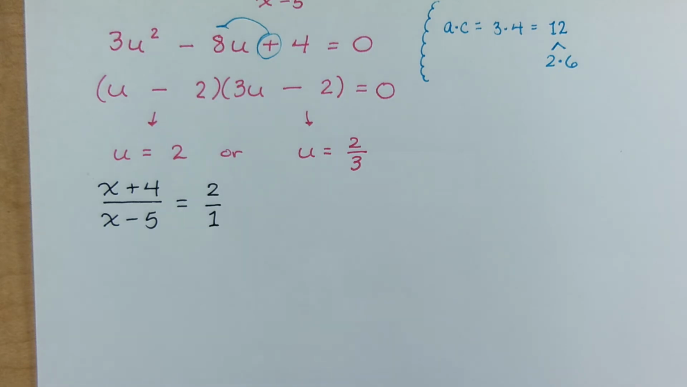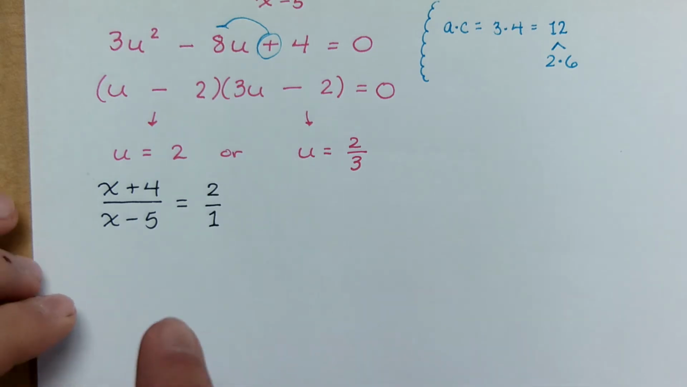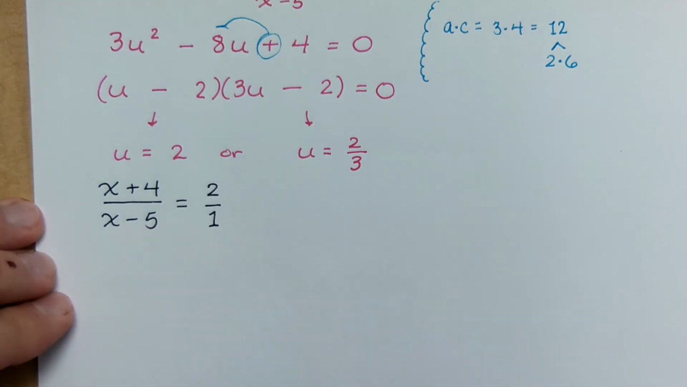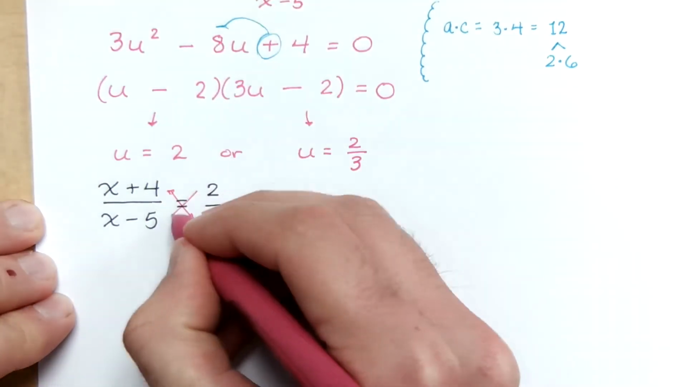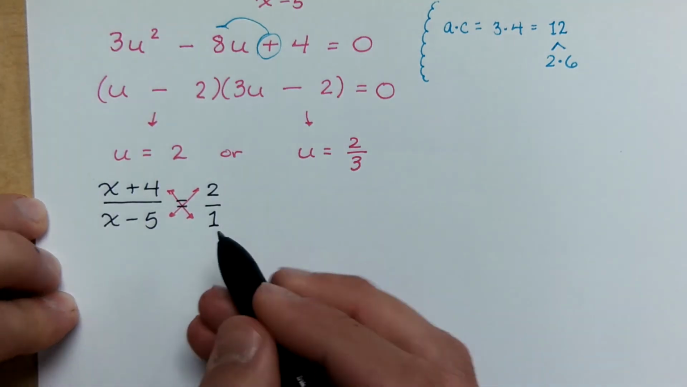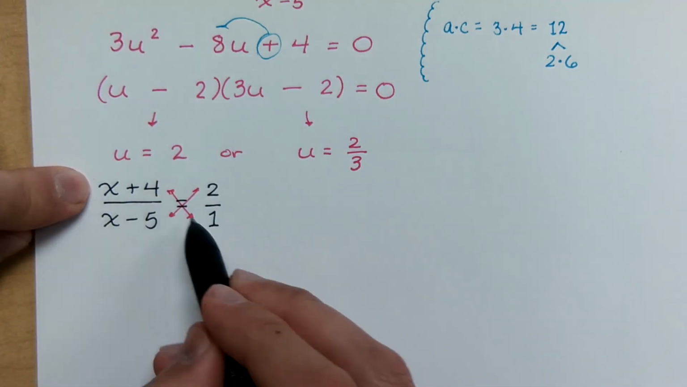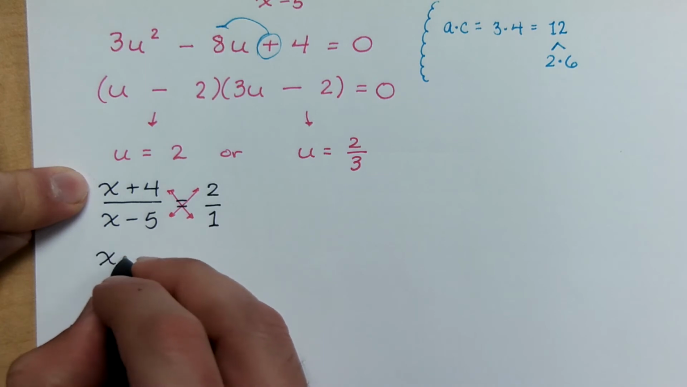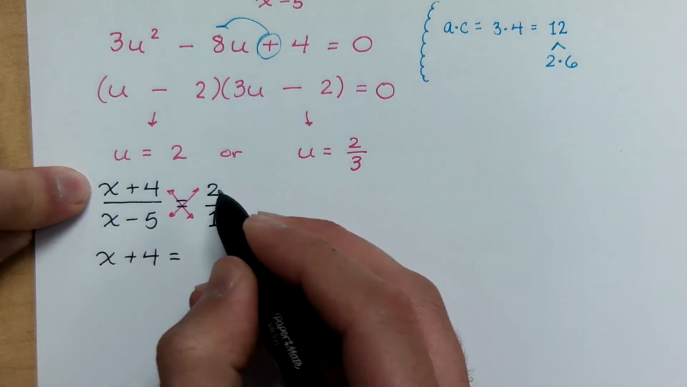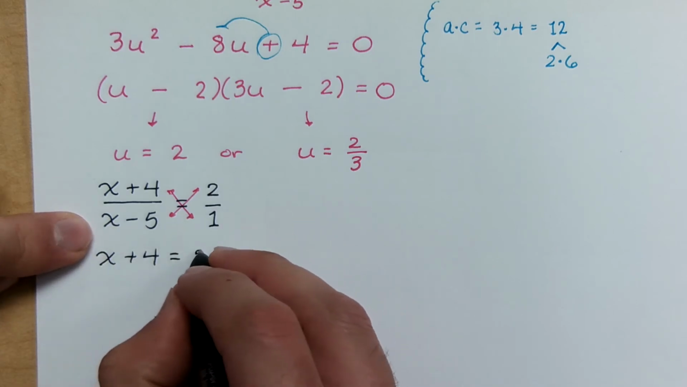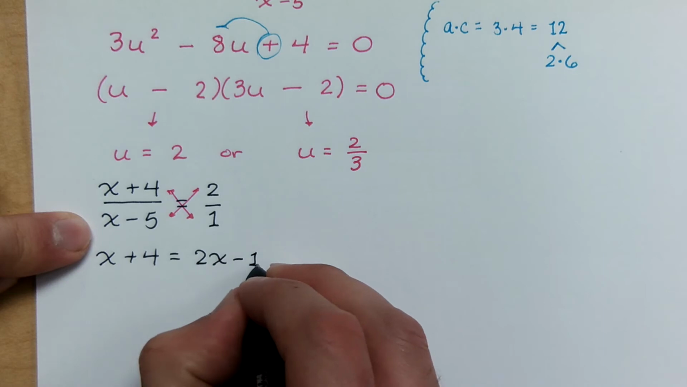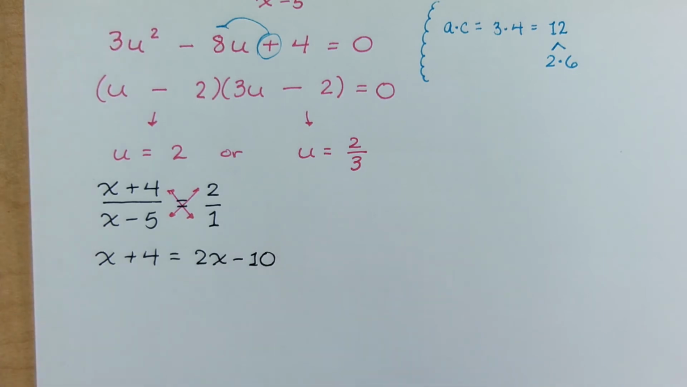Cross products, right? Because we have a proportion, a proportion being one fraction equal to another fraction. In a proportion, we set the cross products equal to each other. So one cross product here of x plus 4 times 1 gives us x plus 4. The other cross product of 2 times x minus 5 gives me 2x minus 10. If you need to show the distributive property before you get here, that's fine, but hopefully with practice we can just get here.